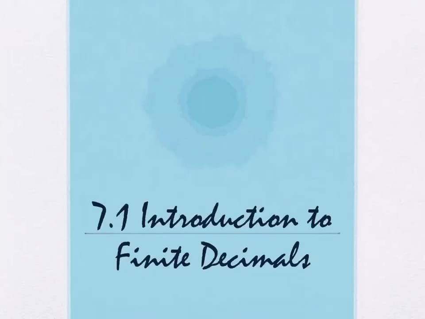Chapter 7, we are changing our focus from basically fractions to decimals. So chapter 6 is all about fractions. We called them rational numbers, of course, right? But there was fractions, yeah? And then now we're looking at decimals.